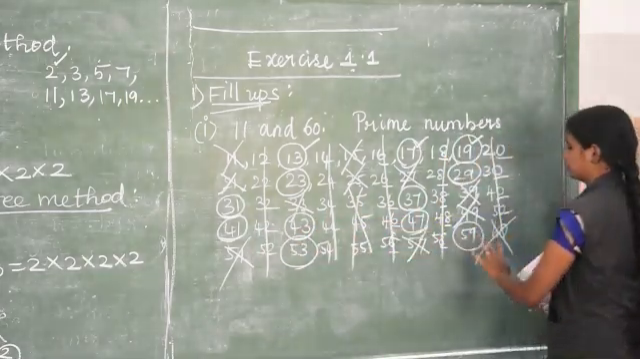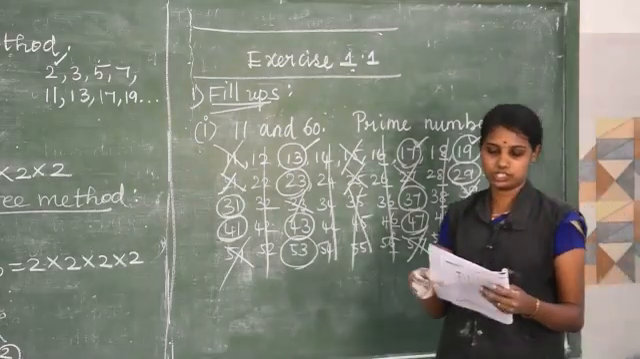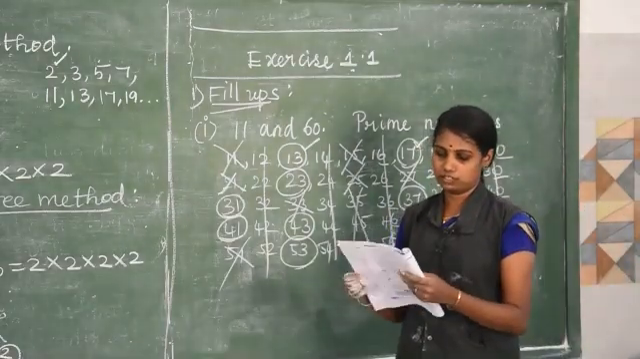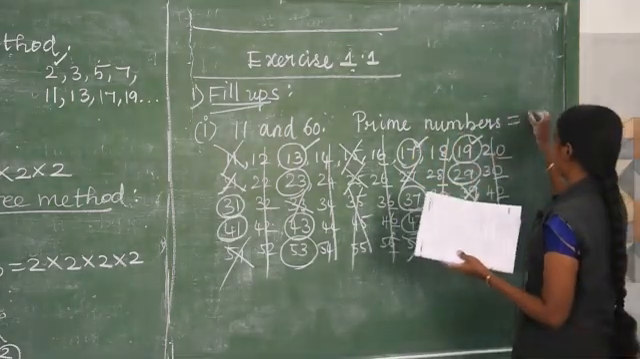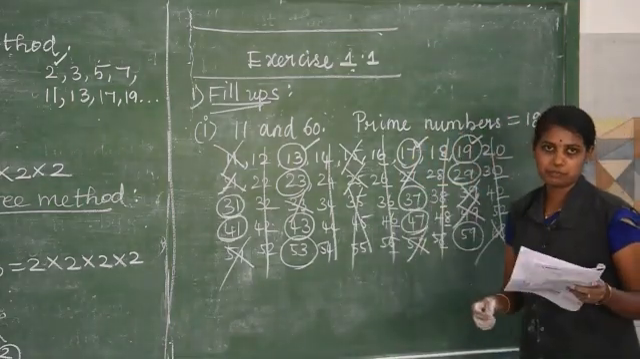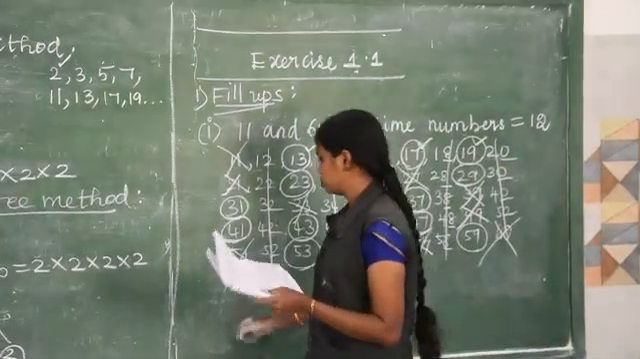So totally the question is the number of prime numbers. How many numbers are there? Prime numbers are 12. Okay, prime numbers are 12. Next question, number 12.